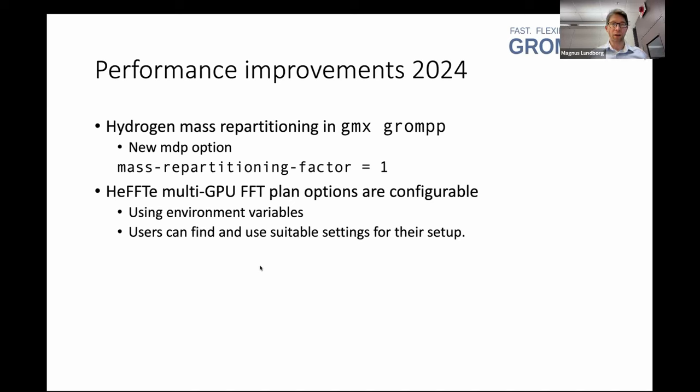There have been continued cycle improvements, but of the new features, what you might see is that you can now use the mass repartitioning function from GROMPP, so that when you run your simulations, you can scale your hydrogen masses and shift that mass to its connecting heavy atom. Since that will affect the bond vibrations, in most cases, if you set the mass repartitioning factor to 3, you can often scale your time steps by a factor of 2. But this is system dependent and it will sometimes not make that large an improvement.